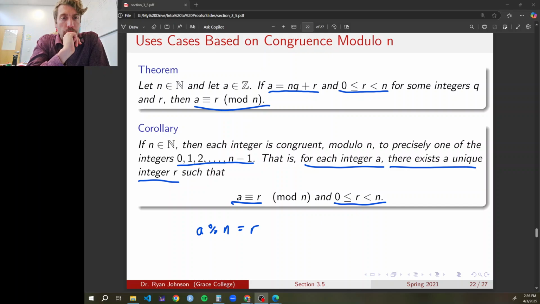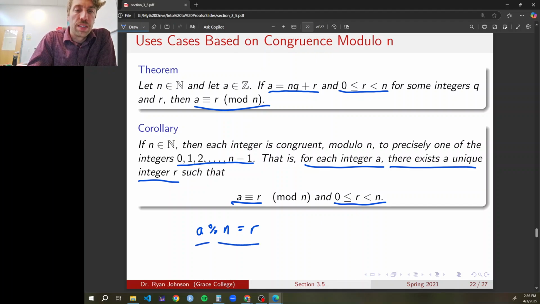And so the corollary is that if n is a natural number, then each integer is congruent modulo n to precisely one of the integers 0, 1, 2, all the way to n minus 1. That is, for each integer a, there exists a unique integer r such that a is equivalent to r mod n, and r is between 0 and n. This is the theorem that really connects the computer science idea of modulo n to the math idea of modulo n.